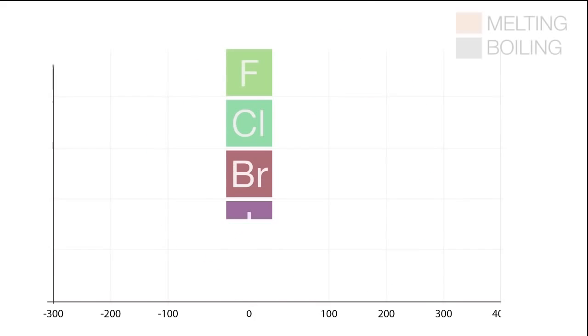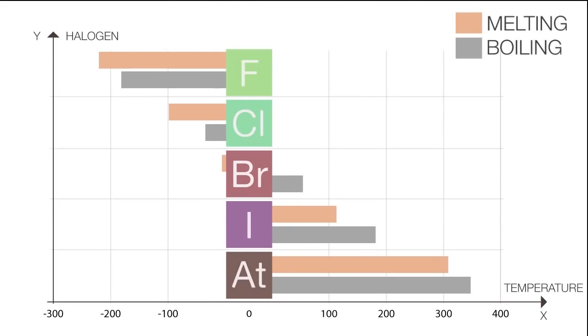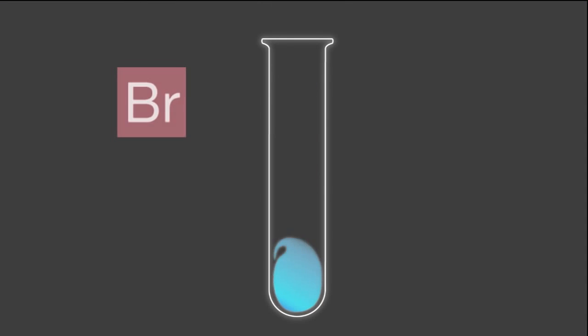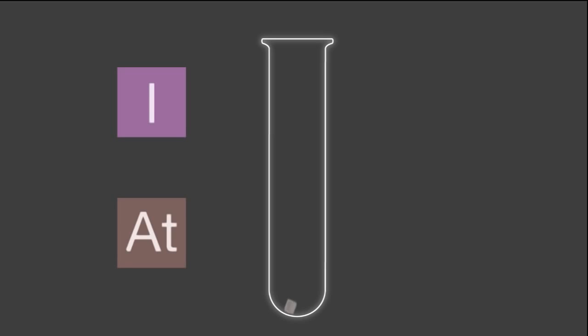As a consequence, melting points, boiling points, and density also increase. To illustrate this, fluorine and chlorine are gases, bromine is a liquid, and iodine and astatine are solids.